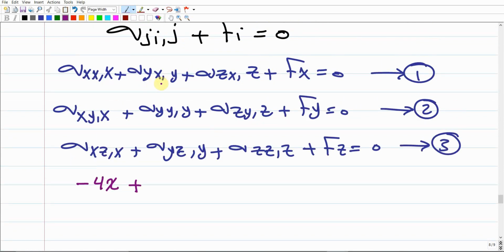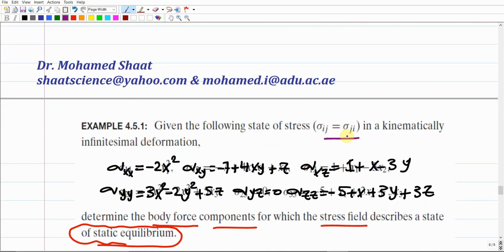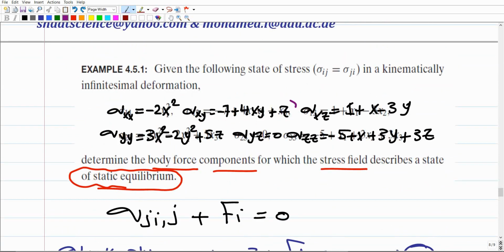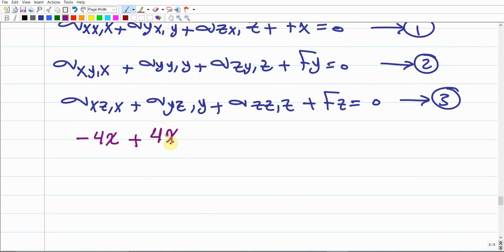How about sigma yx or xy? They should be equal according to what was mentioned here, that sigma ij equals sigma ji. It means that it is symmetrical, so sigma xy should equal sigma yx. So in this equation, sigma yx comma y means the derivative of sigma yx, which is sigma xy, with respect to y. Sigma xy is already given here. The derivative of this function with respect to y: the first term will be 0, the second term will be 4x, the third term will be 0. So the derivative gives 4x.